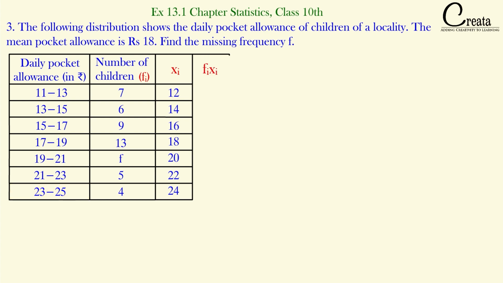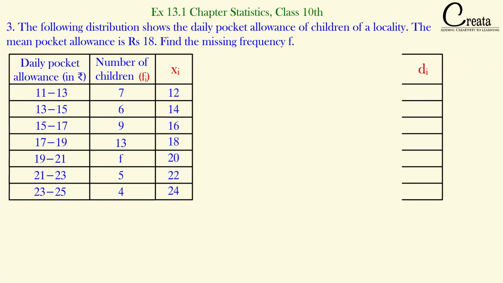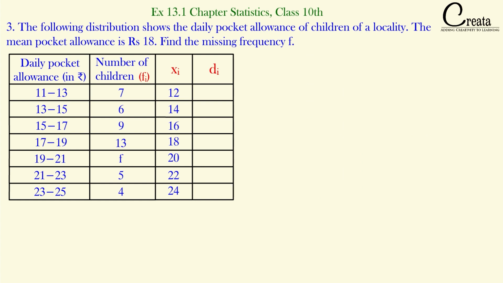Now we can find Fi into Xi, but here the value of Xi is slightly large. The calculation may become slightly tough, so we will go with the second method, that is the assumed mean method, in which we will calculate the deviation, which is di. Got it? Why are we going to the next method? Why are we not using the direct mean method? Because the value of Xi is slightly larger. So to avoid the tough calculation, we are going to the assumed mean method.